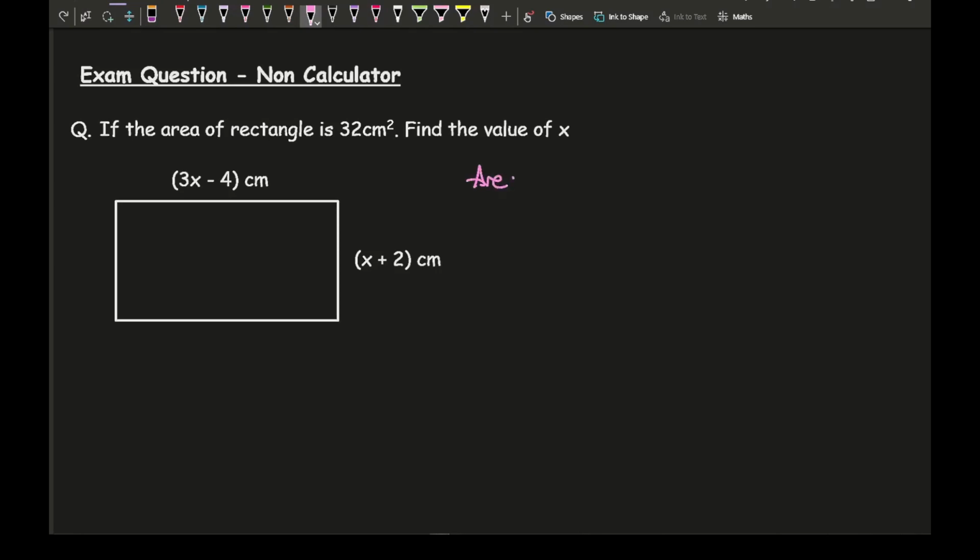So if we start by writing an expression for the area, that's going to be 3x minus 4 multiplied by x plus 2, and it tells us that the area is equal to 32. So that double brackets, or that expression for the area, is going to equal 32. So the next thing for me to then do is expand the brackets and simplify.